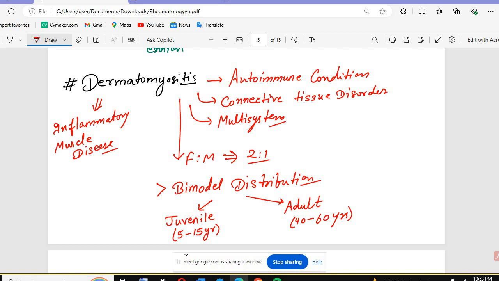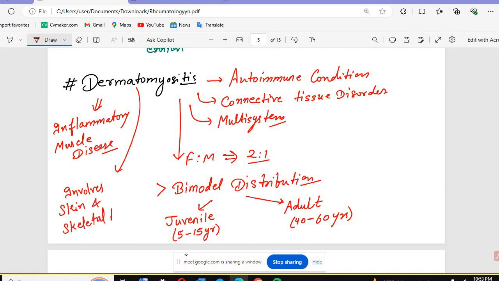And as the name suggests, dermato, derma means skin, and myositis, myo means muscles. So the skin and the muscles are involved. It involves the skin and the skeletal muscles.